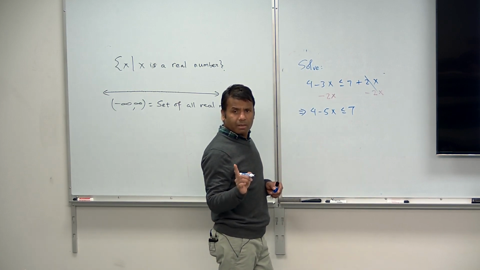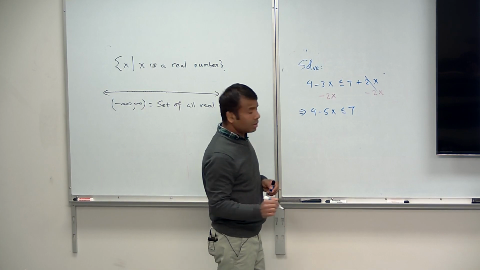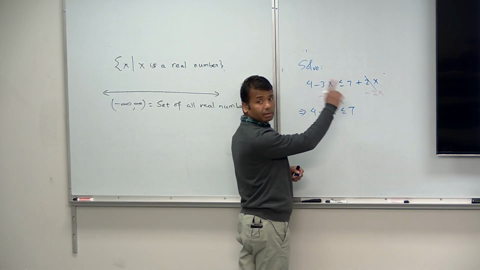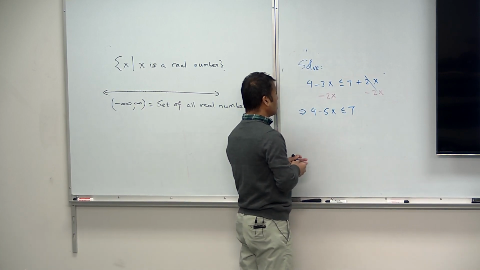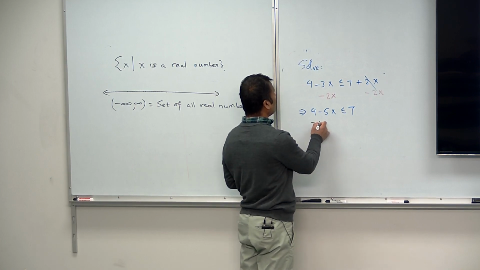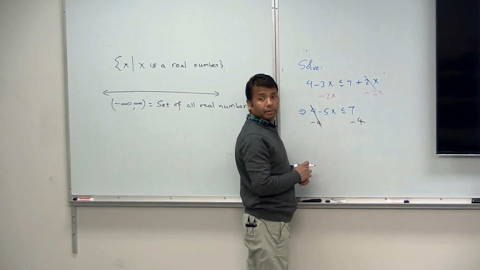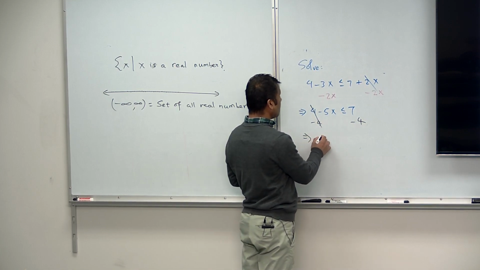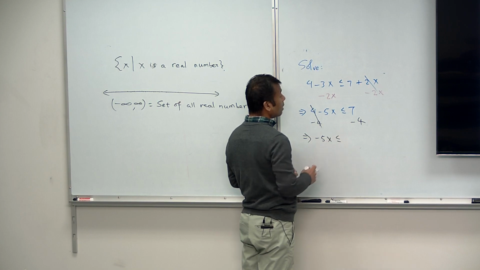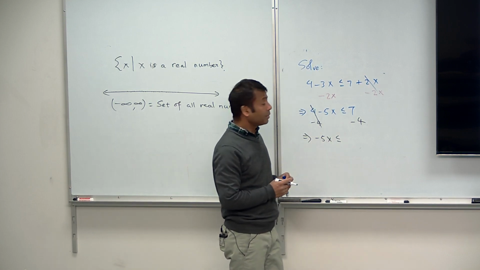Then you isolate the x term, right? So that means you have to move this to the right side. So you subtract 4 from both sides and you cross them out. So that would be negative 5x is less or equal to, what is 7 minus 4? 3.